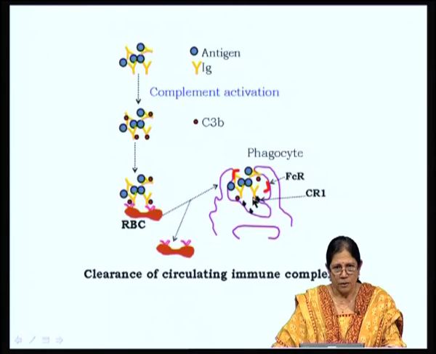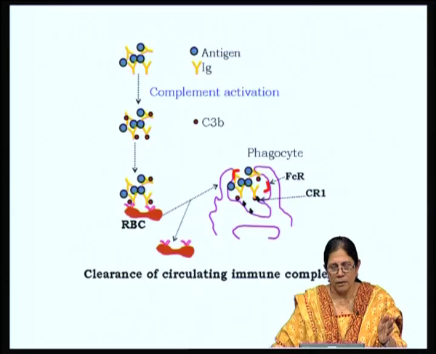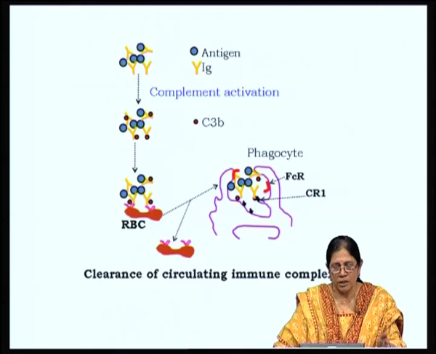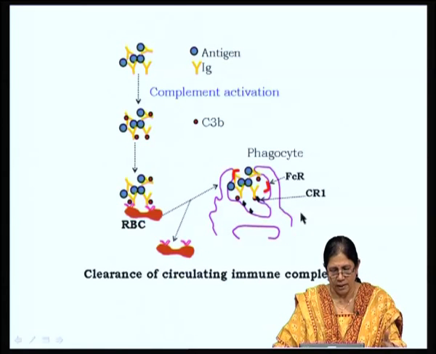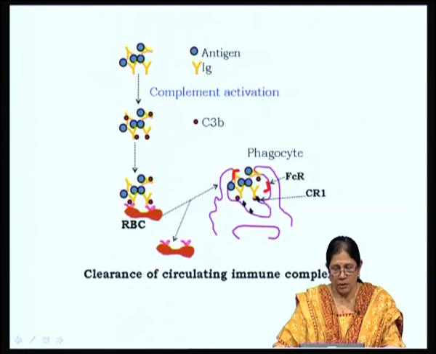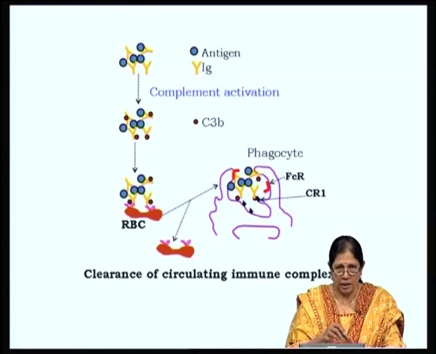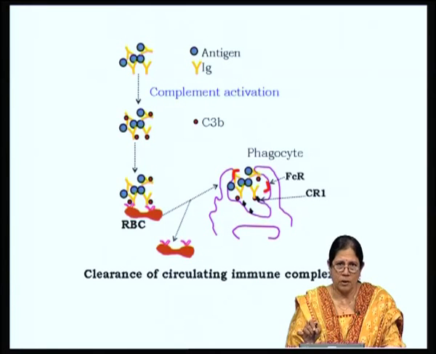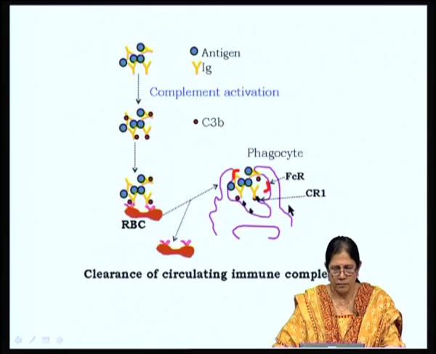In fact, this complement cascade, which brings about clearance of the immune complexes, is an important function, because diseases where this cannot take place would lead to hypersensitive reactions, and we will come to that in a later lecture.